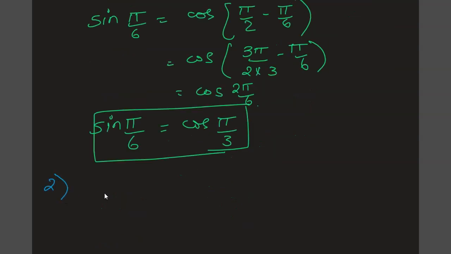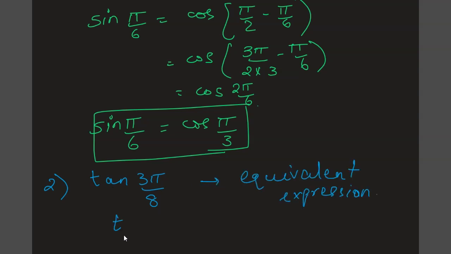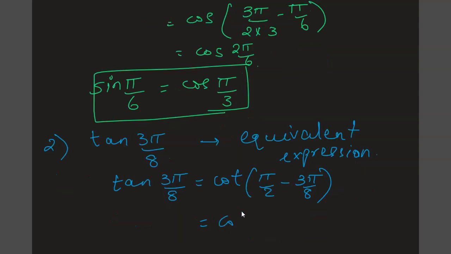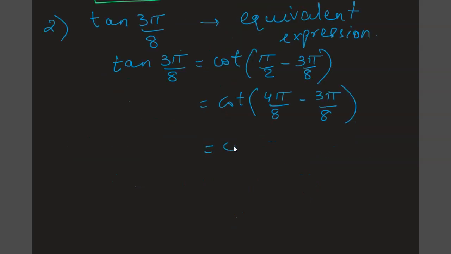Let's do another example for the sake of practice. We have to use the cofunction identity to write it as an equivalent expression. All we have to do is just use the formula. So tan 3 pi by 8 is nothing but cot pi by 2 minus 3 pi by 8. We make the denominators common, so we multiply this by 4. And this would give us cot pi by 8. Therefore, we can write tan 3 pi by 8 as the same as cot pi by 8.